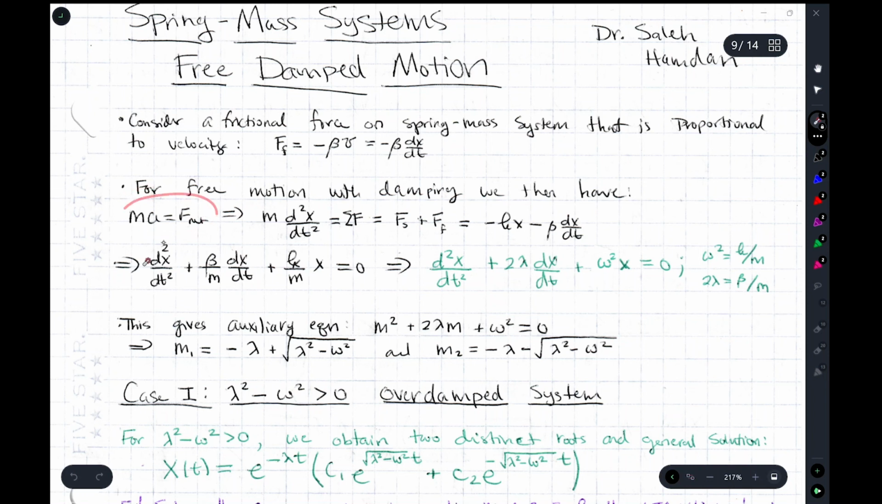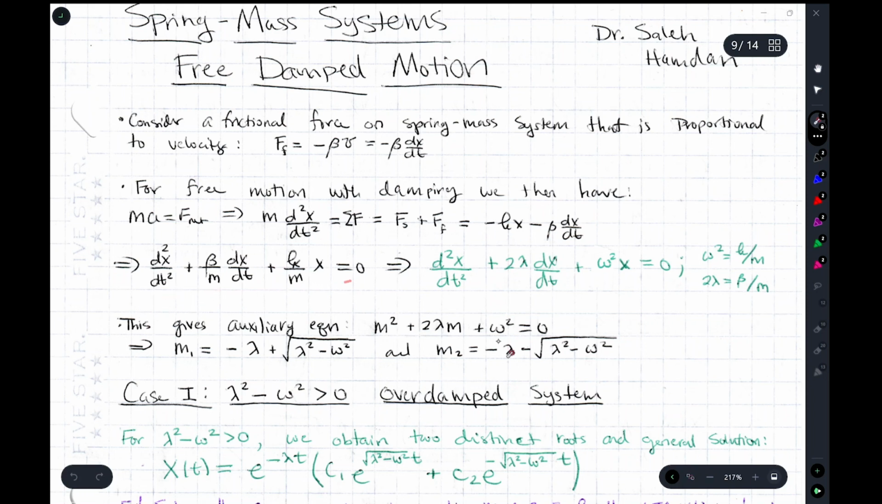We have from Newton's second law, ma is equal to F net, or the sum of the forces. a is the second derivative of position with respect to time, and here's the mass. And now we have two forces acting. Here's our spring force, and here's our resistive force.